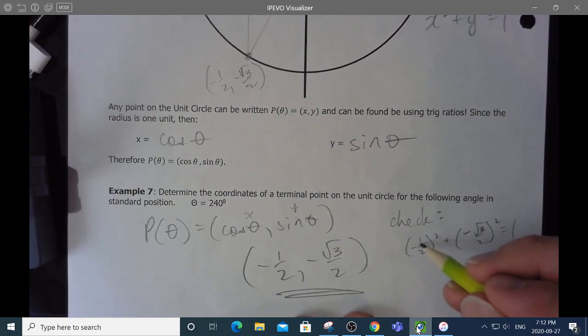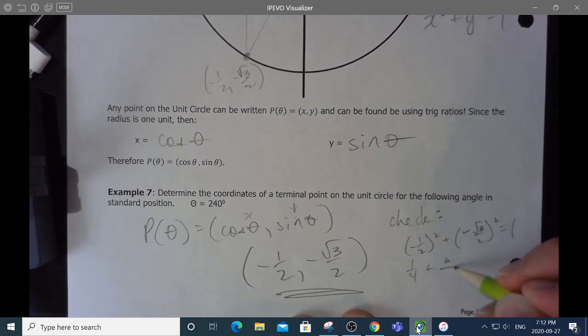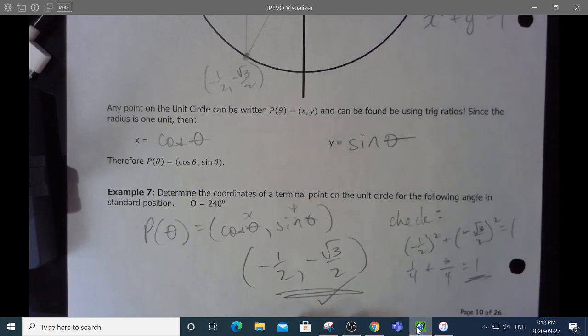What is a negative squared? Well, it's positive. And what's a 1/2 of a 1/2? A quarter. What's the root of 3 times the root of 3? Well, it's 3. And what's 2 times 2? It's 4. And the negative cancels, and 1/4 plus 3/4 is definitely 1. Ta-da!